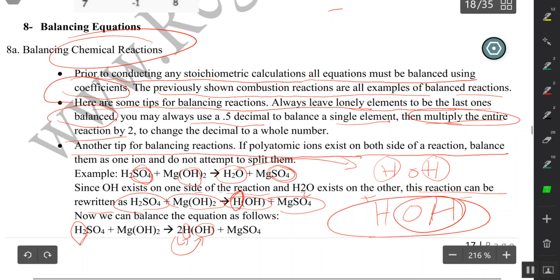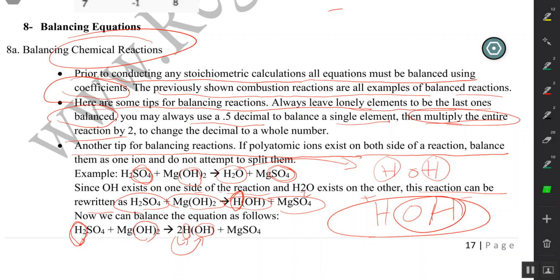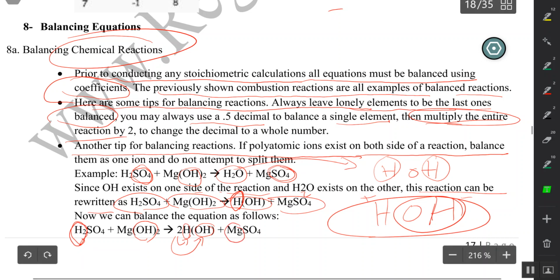Do I have two H's on the left? Yes. Do I have two OHs on the right, on the left as well? Yes. Okay. Now the H's and the OHs are balanced. Now we just got to look at the Mg's. Do I have one Mg on the right? Yes. Do I have one Mg on the left? Yes. Mg's are balanced. Are the SO4s balanced? I have one SO4 on the right, one SO4 on the left. The SO4s are balanced. So everything is balanced now.